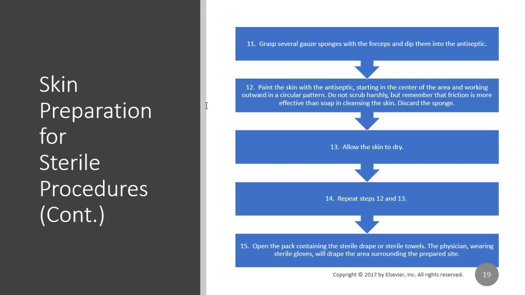You're going to paint the skin with the antiseptic starting at the center of the area and working outward in a circular pattern. Do not scrub harshly, but remember that friction is more effective, okay? Allow the skin to dry and then repeat it again. Wash it one more time. Open the pack containing the sterile drape or towels. The physician wearing the sterile gloves will drape the area surrounding the prepared site.